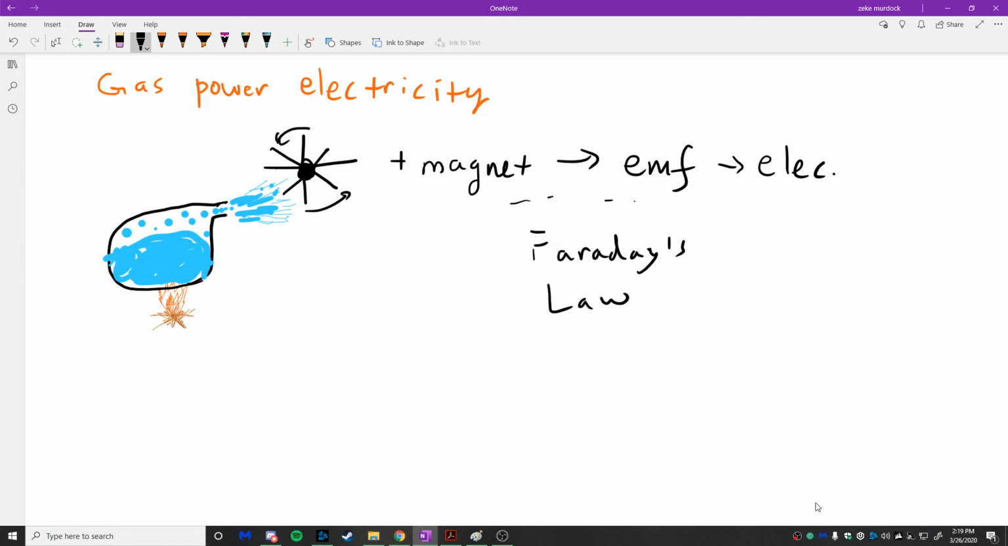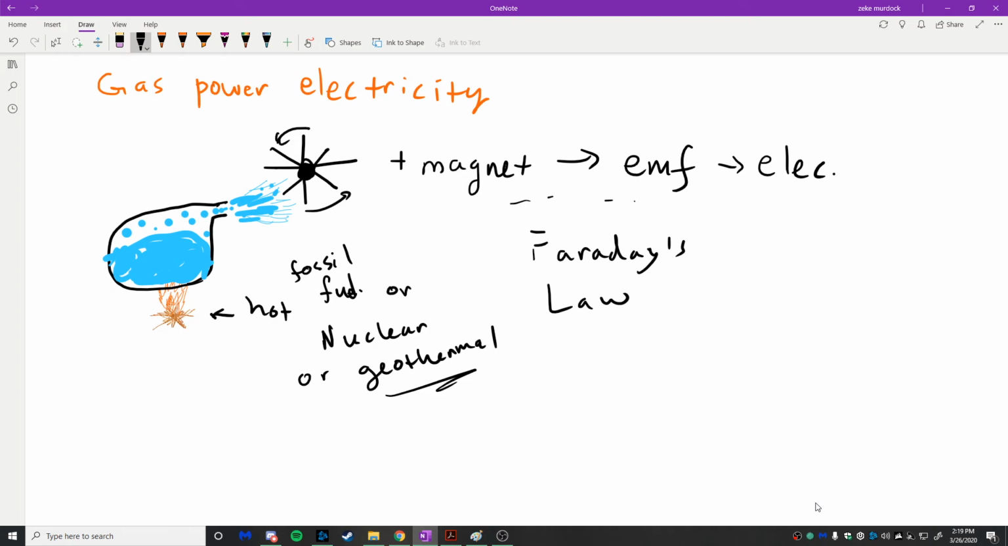So this is what you need. You just need something that's hot, right? You need anything that's hot. The hot thing could be fuel, right? It could be specifically what we normally use, which are fossil fuels. Or it could be nuclear fuel. Or it could be geothermal. This is where you use the fact that there are certain places on the Earth where the crust is thinner, and so the mantle is closer to the surface, and so you have heat, right? You just need heat, basically. If you can get heat, then you can do this, and you add a magnet, you get electricity.